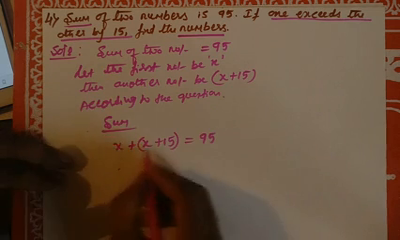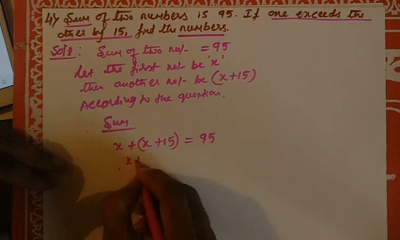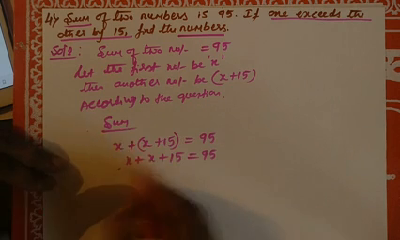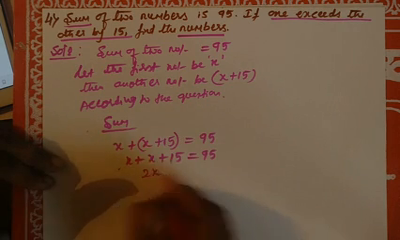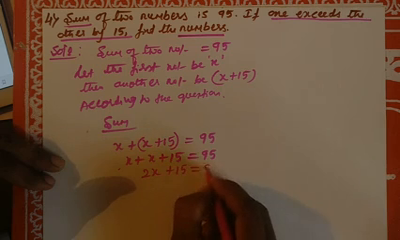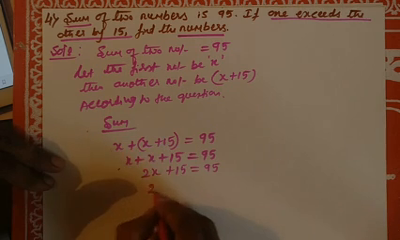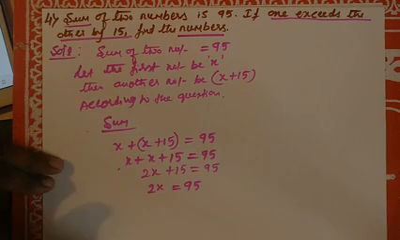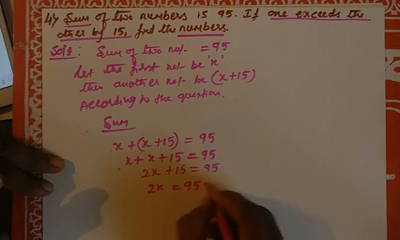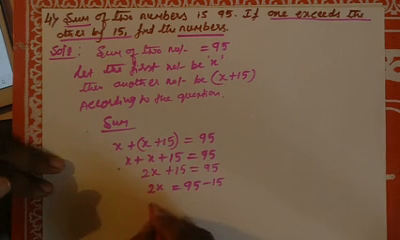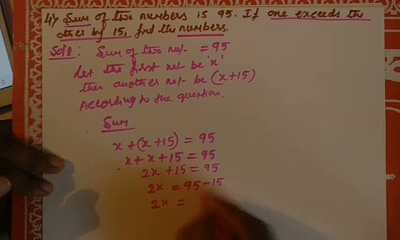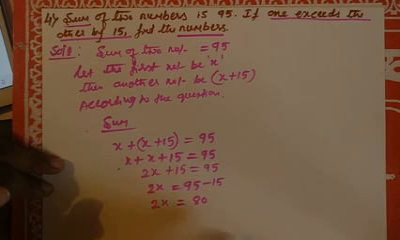Okay, now x plus x plus 15 is equal to 95. How many x are there? 2x. 2x plus 15 is equal to 95. 2x is equal to 95, transport 15 to RHS, it will be minus 15. 2x is equal to 95 minus 15, which is 80.